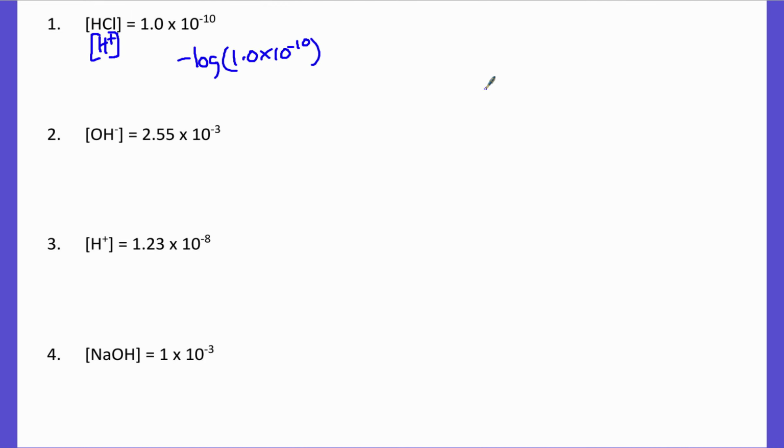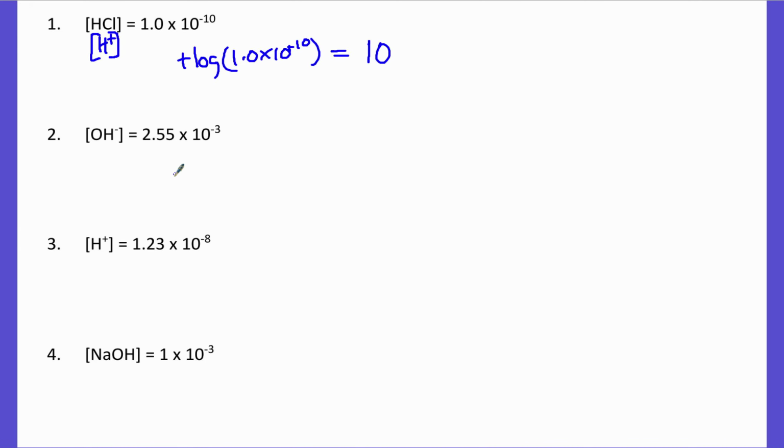of 1 times 10 to the negative 10th. But again, just like before, if I have a 1, the math is easy, right? All a logarithm actually does is tell you what this power is on my 10. And then it's a negative log so that I can flip that power to make it positive. So as long as you have a 1 times 10 to the whatever power, your answer for your pH is just whatever that power is. It's a 10 in this case. Flip the sign, but my pH is 10 for number 1, right?